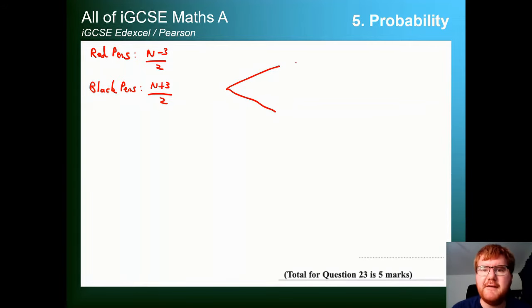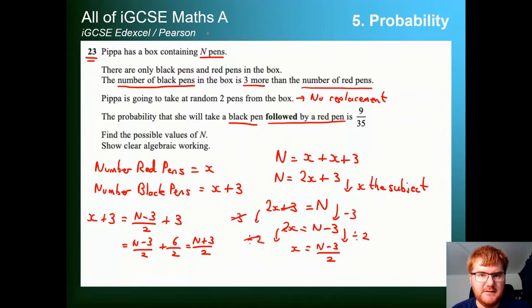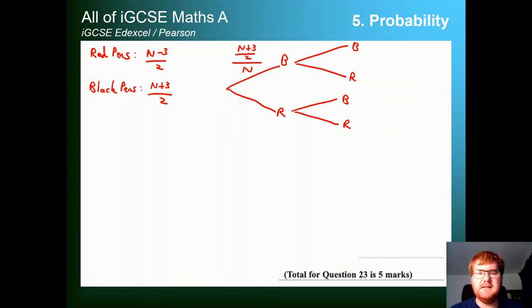But I needed to have those facts in there before we have a look at our tree diagram. So we're going to have black, red, black, red, black, red. So the probability then of getting a black pen, because that's what we're focusing on here, is (n plus 3) over 2 divided by the total number of pens that exist, which is n. So the top part represents the number of black pens, the bottom there represents the total number of pens. Now we can rewrite this to make this look a little tidier, which we'll do a bit later on.